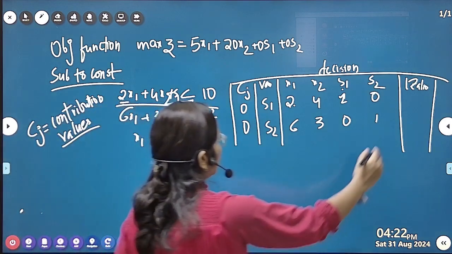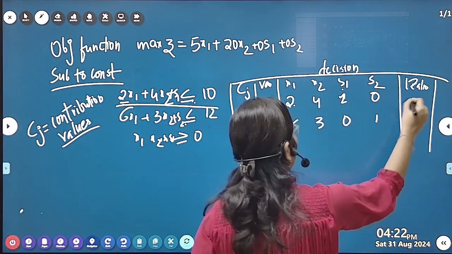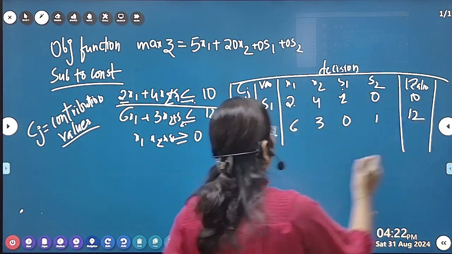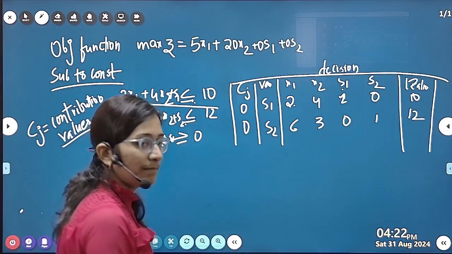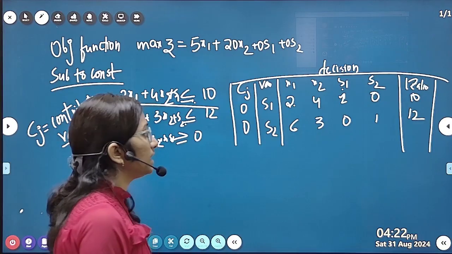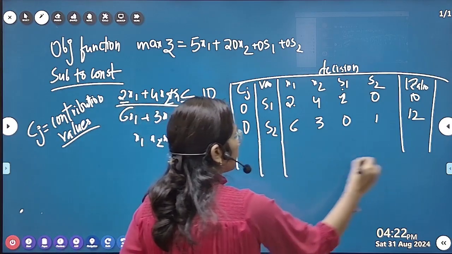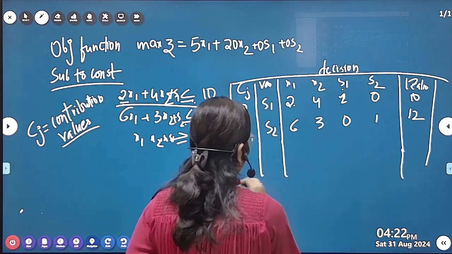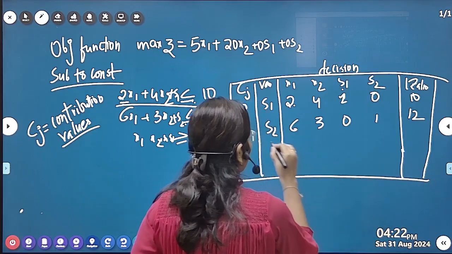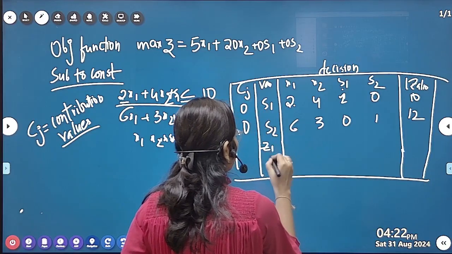Everyone. So what are the ratios? Here 10 and 12 they have given, right? So 10 and 12 are the time available. Till here clear online? Yes, ma'am.